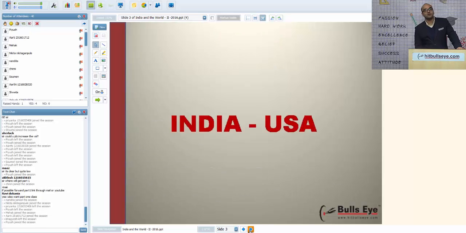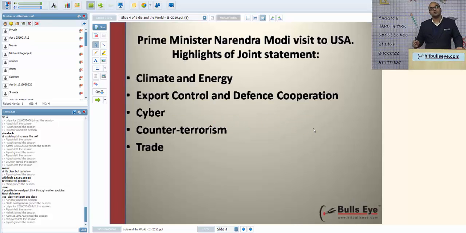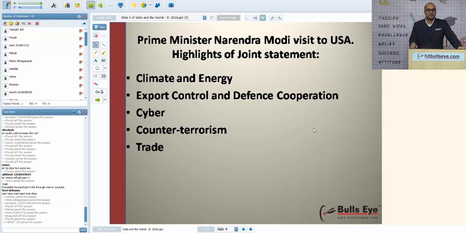First of all, we'll just take a look at the broad contours of India and US relations. So our Prime Minister visited the USA last year in September. There were major agreements signed between the two countries as far as climate is concerned, energy, export control and defense cooperation, cyber security, counter-terrorism, as well as trade. So let me broadly give you certain highlights of these agreements.